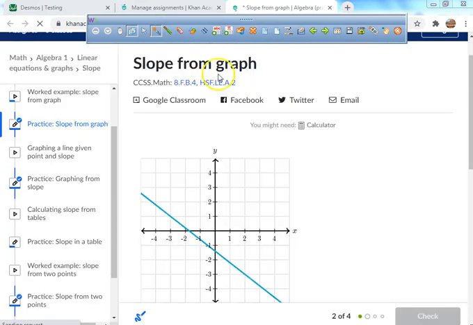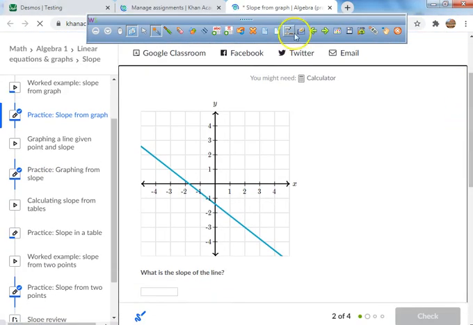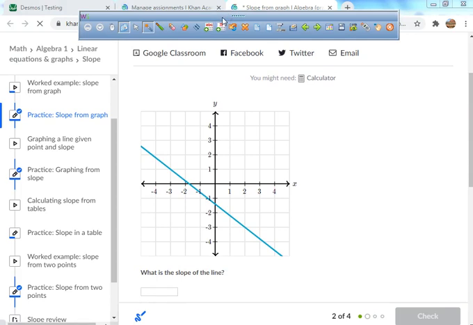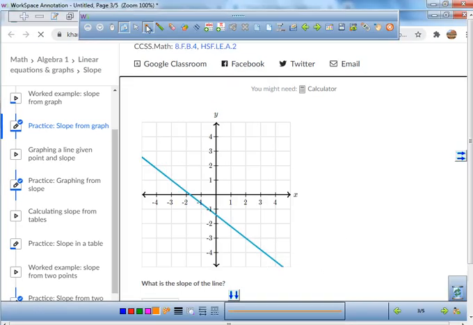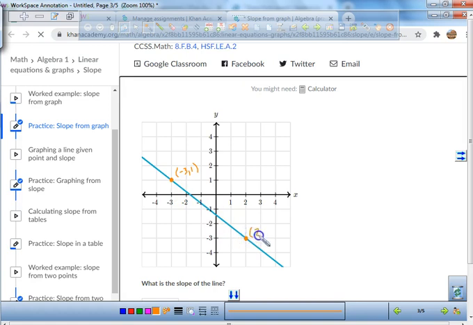So here's what I'd like you guys to do. In your journal, right now, I need you guys to draw this graph in your journal. So I'm going to pause the video. I'm going to let you guys draw it. Okay, so here we go. We're going to draw the graph. Let me give you the ordered pairs that you need. I want you to put a point right here at -3, 1. And I want you to put a point right here at 2, -3. And I want you to connect it.